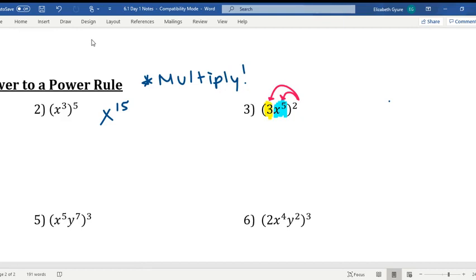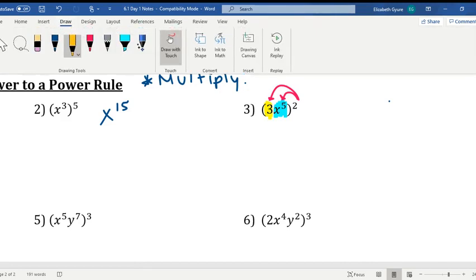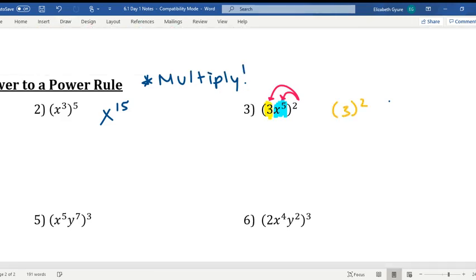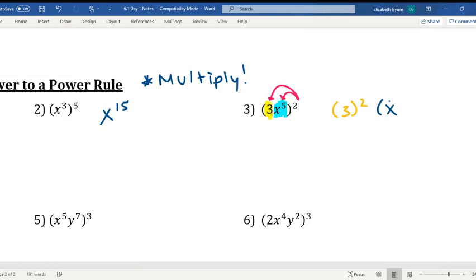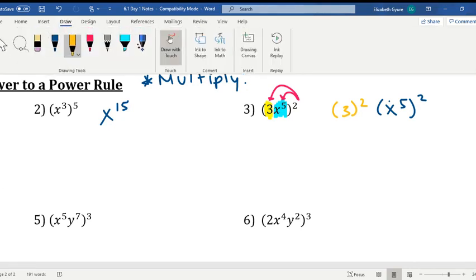Okay, so if you wanted to, you could almost rewrite this as 3 squared and x to the 5th squared. It's basically what it means. Okay, I got to square both of them. So just in general, 3 is a regular old number, so we can square it. What's 3 squared? Remember, 3 squared is like 3 times 3. 9.